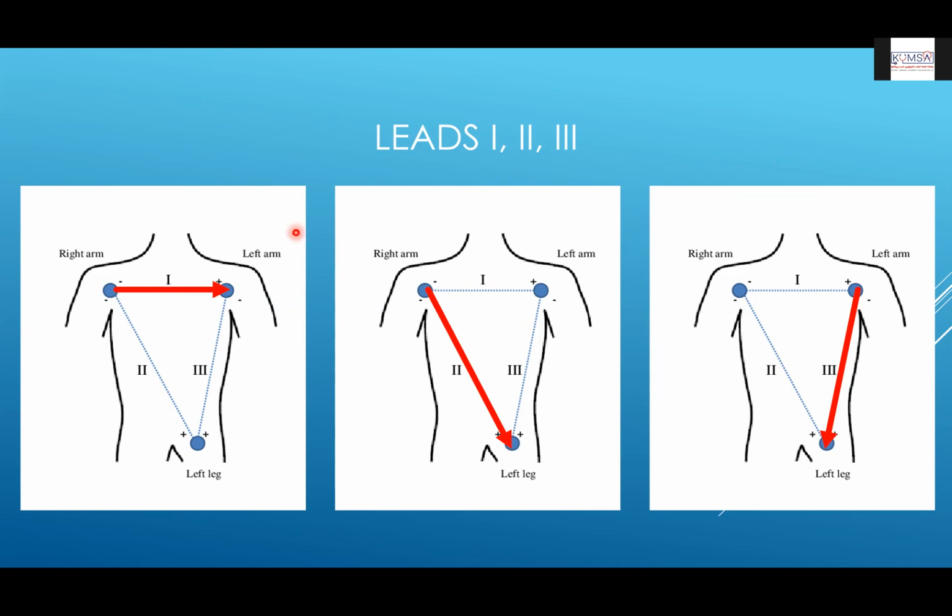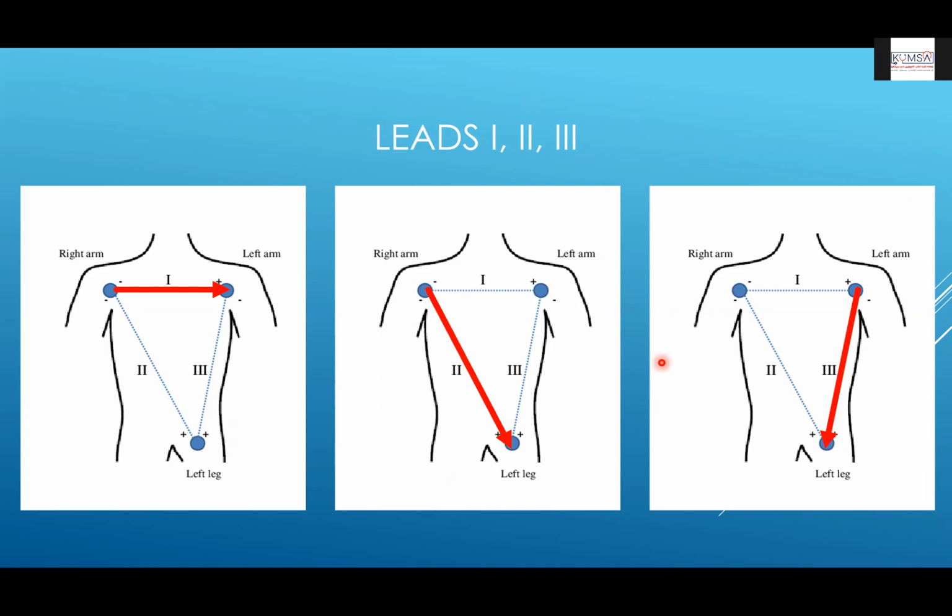And you can apply the same thing to leads 2 and lead 3. So lead 2 is what the machine reads from the leg and what it reads from the right arm, and it subtracts both, and you get this vector, lead 2. And the same thing for lead 3 as well.